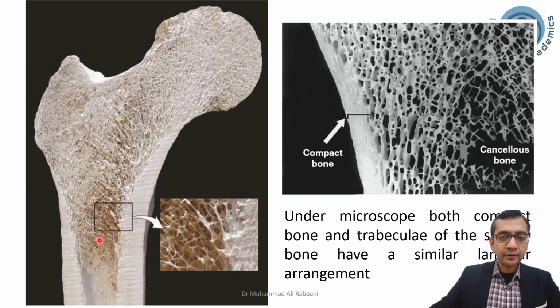As you move away from the shaft to the head, the definitions hold, but the compact area is limited to a thin layer near the periphery, and most of the inside is filled with the spongy bone. That is shown a little more clearly in this picture, where the outer thin layer of compact bone is shown, and inside there is cancellous bone.